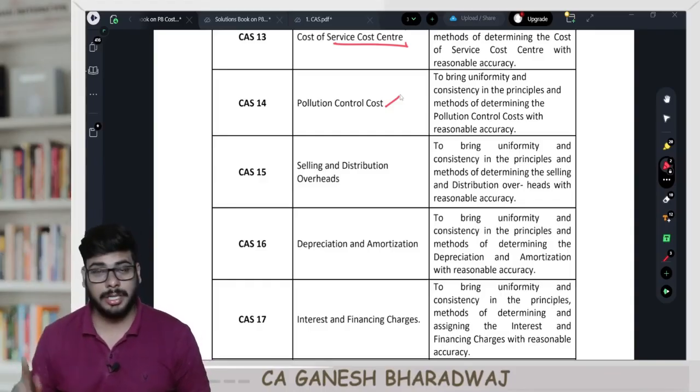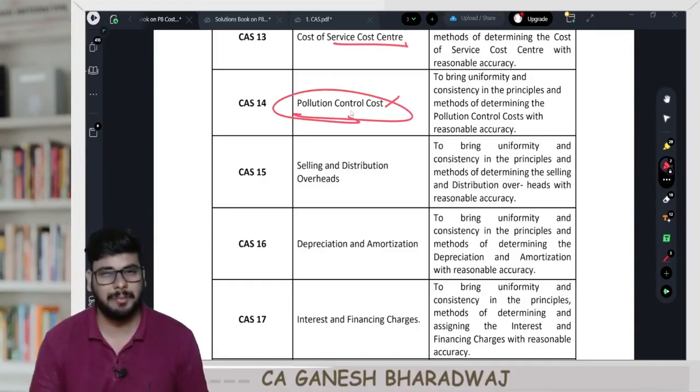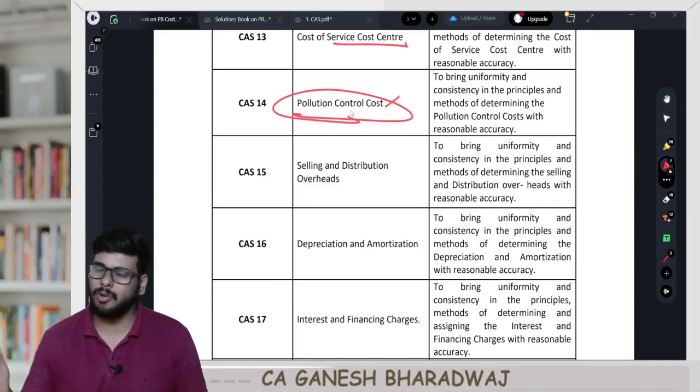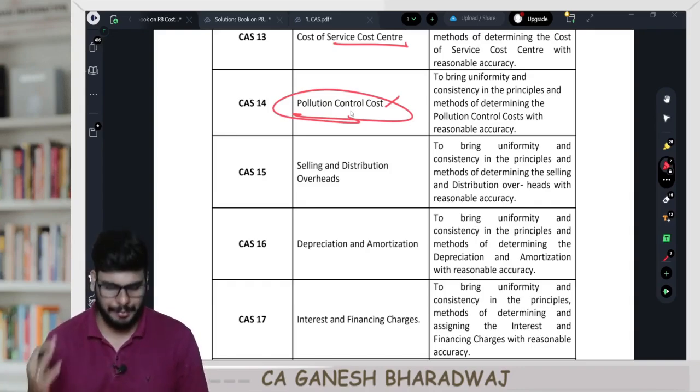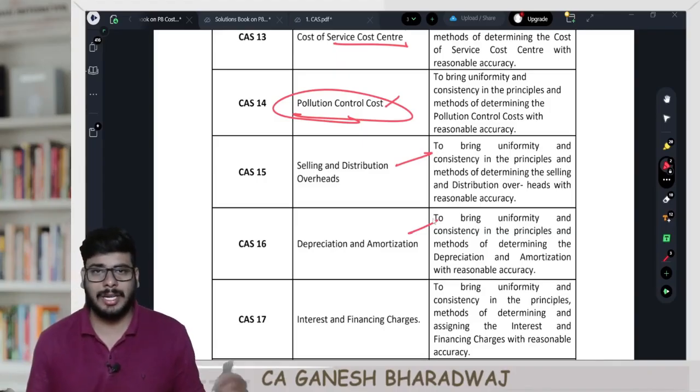So it is something that needs to be mandatorily maintained by all the factories. So how do you deal with it? Predominantly all this pollution equipment, depreciation on that and all will be treated only as your production overheads, indirect manufacturing costs only. Then selling and distribution overheads, that's CAS number 15. Your depreciation and amortization, CAS 16. So depreciation amortization, what cost is it? You can't directly say, right?